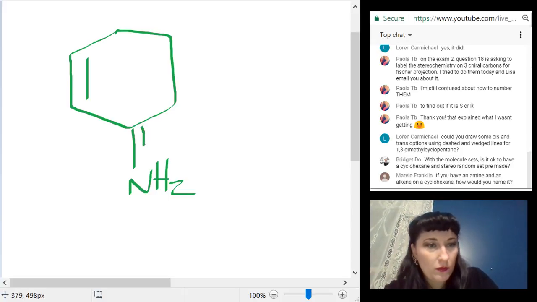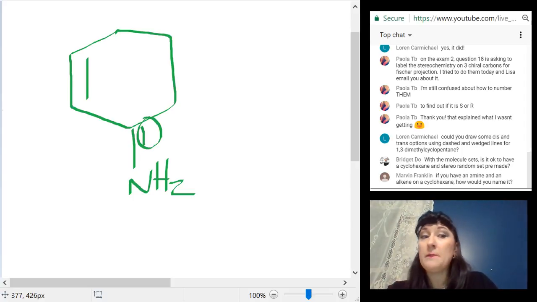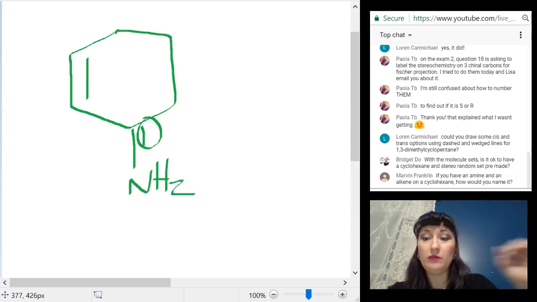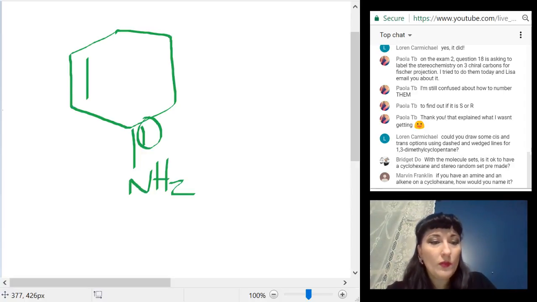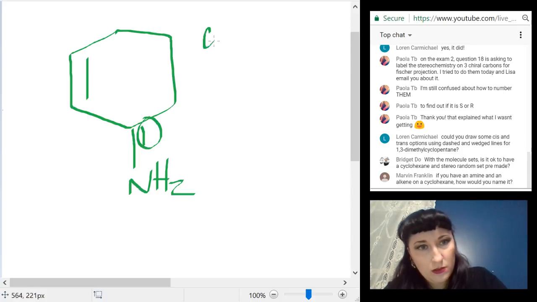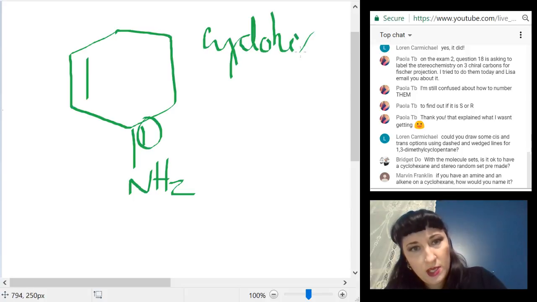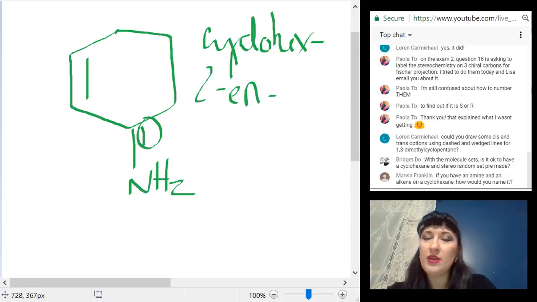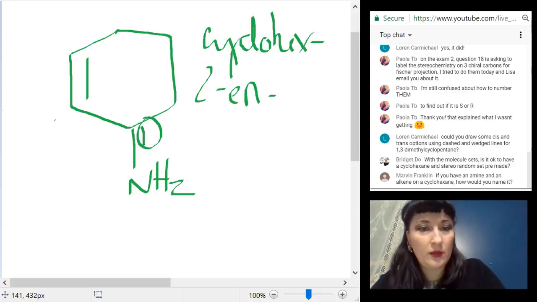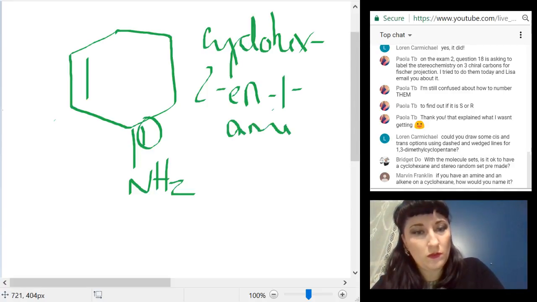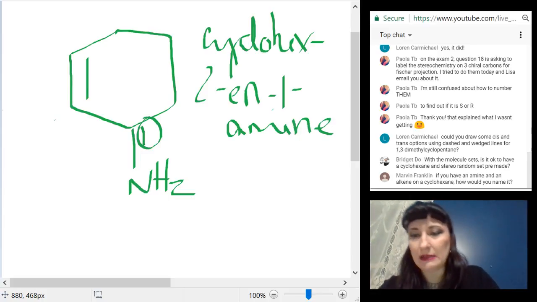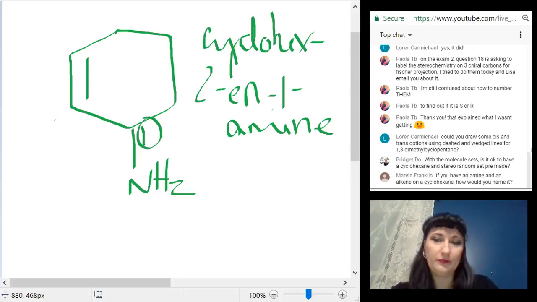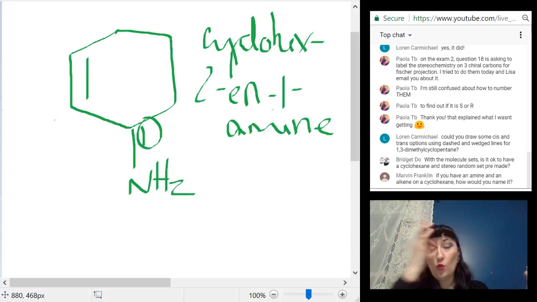We'll get there. That needs to be your first carbon, and you would name it this way if it's a cycloalkene, or just a regular chain alkene. It would be the same kind of thing. So what you have there is cyclohex-2-ene, and then remember with an amine, you take the E off the end of the name and put amine. So it would be cyclohex-2-ene-1-amine. That's kind of a fun rhyme, right? And if it was an alcohol, it would be cyclohex-2-ene-1-ol.